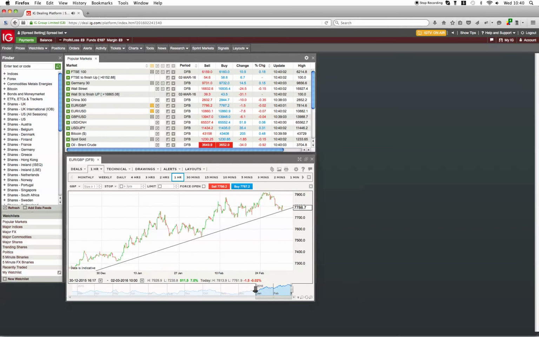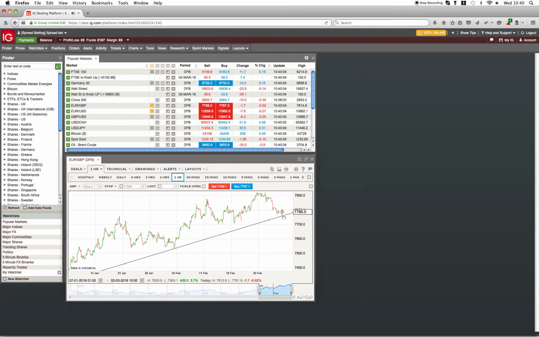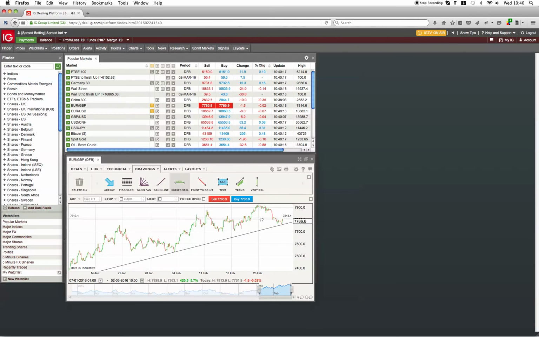But let's for now assume that we're confident that once it breaks, it's going to go. I'll probably wait for one more bounce up here somewhere. But we know that the market has bottomed out. Let's do a drawing, horizontal line, at this price. Hang on.